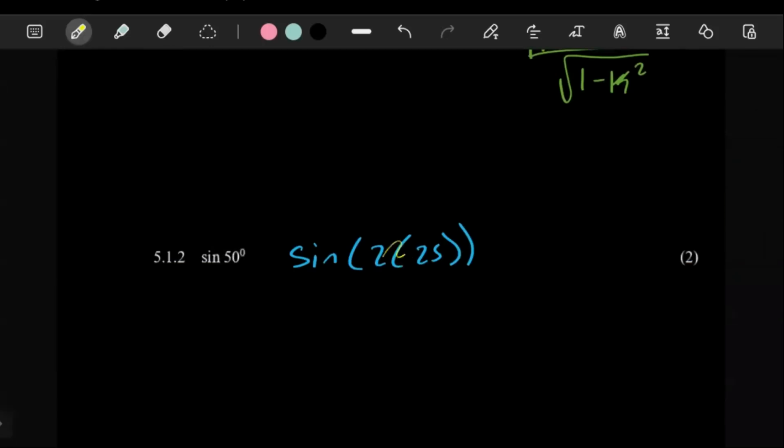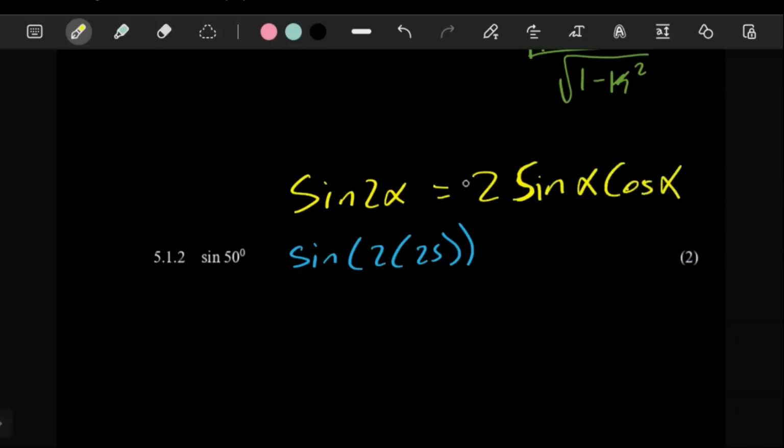So this should remind you of double angles, right? Because remember the double angle of sine is going to be equal to 2 sine theta cos theta. Now the big idea is, you can also expand it like this. You see 2 sine 25 cos 25.